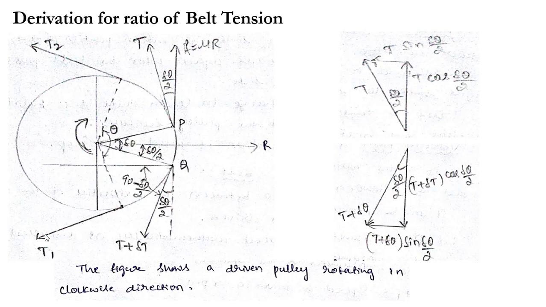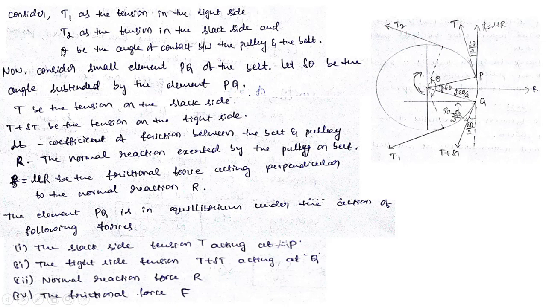One important component along with these two tensions is this angle of contact theta. This is tension T1 on tight side, tension T2 on slack side. This is theta, angle of contact between this belt and pulley. So these three are very important. Next, I have mentioned here clearly, the figure shows a driven pulley rotating in the clockwise direction. And next, let us see which are all the important components of this derivation. For that, I have taken again T1 as the tension on the tight side that I have shown here, and T2 as the tension on the slack side I have shown here, and theta is the angle of contact between the pulley and the belt.